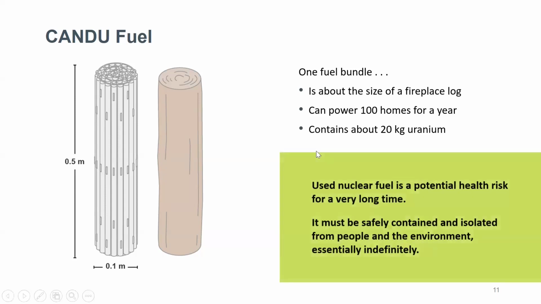So nuclear used fuel is a potential health risk for a very long time. It must be safely contained and isolated from the people and the environment, essentially indefinitely. The long-lived radioactive products in this will last a very, very long time, on the order of something like 1 million years. So when you're designing one of these DGRs, that's the kind of timeline you're looking at in terms of chemistry. It changes things quite a bit when you're thinking about the corrosion scenario of these materials.